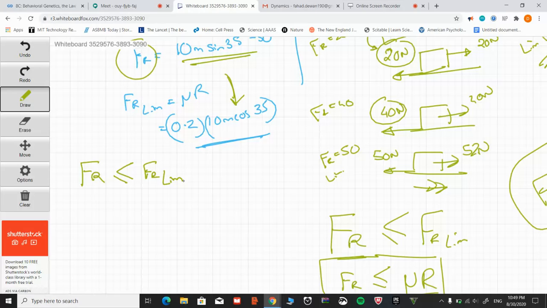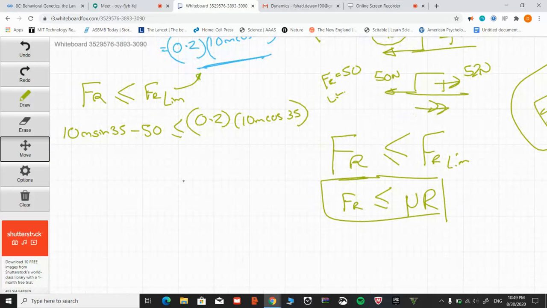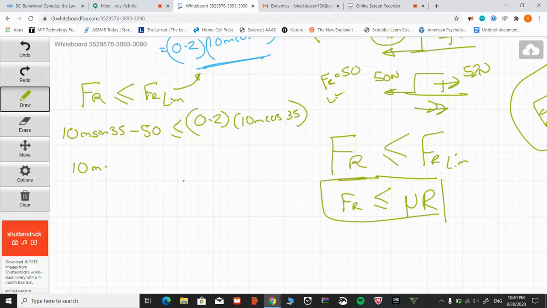So the friction I calculated was 10m sin 35 minus 50, and the limiting friction I calculated was 10m cos 35. With this inequality, I can make m the subject and figure out a set of values of m. So let's do that. 10m sin 35 minus 2m cos 35 is less than or equal to 50.